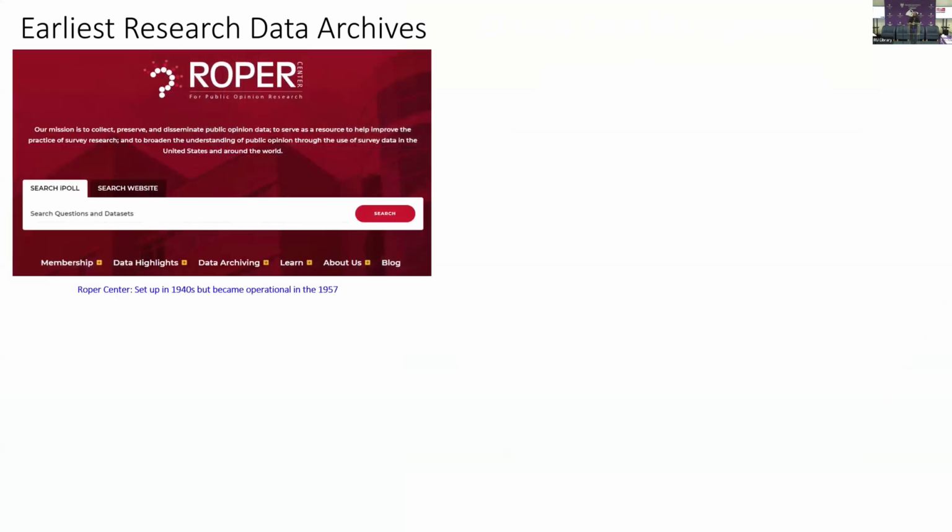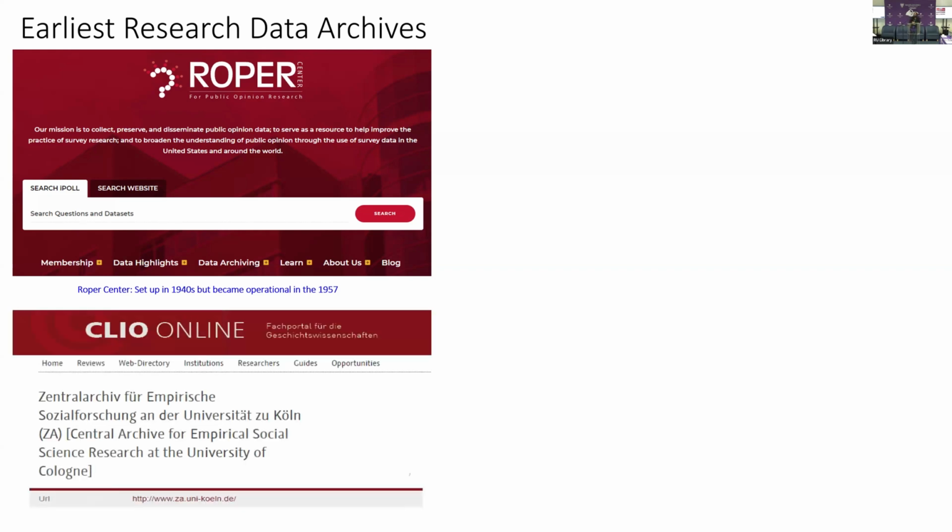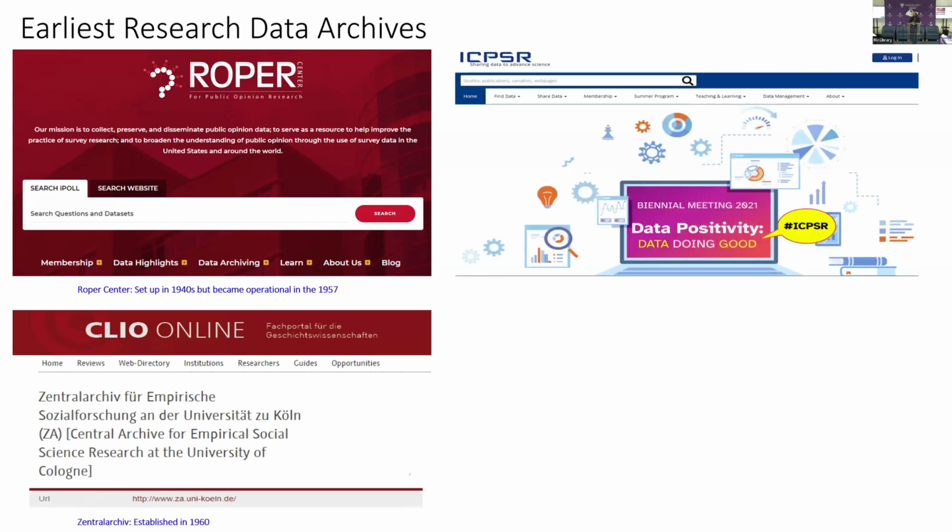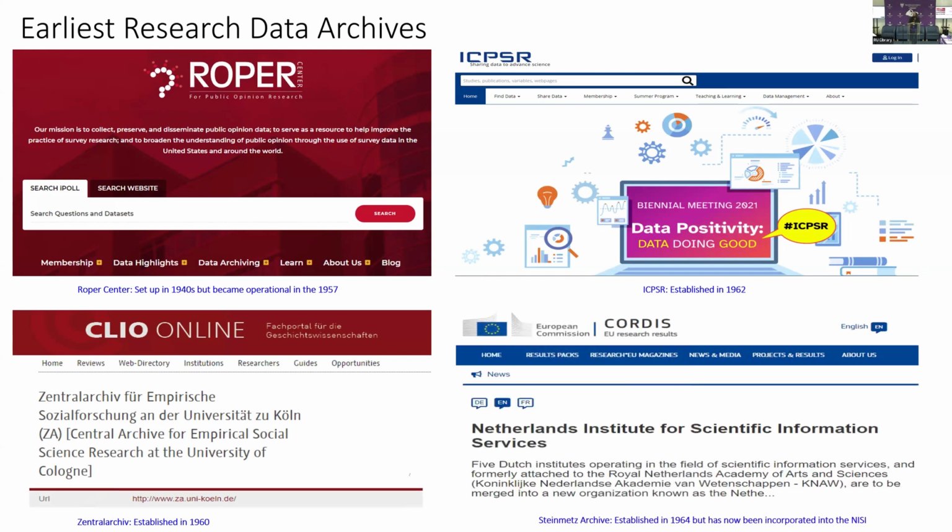Then there's also the issue of the earliest research data archives that have been around for decades. The first data archive is the Roper Center, which was set up in the 1940s, but only went live in 1957. Another example is the Central Archive in Germany, which went live in 1960. Another example here is the ICPSR, which still exists, that was set up in 1962 in the US. And then the final one is a Dutch archive, I think it's the Steinmetz archive, which was set up in the 60s, but it's since been incorporated into the NISI.